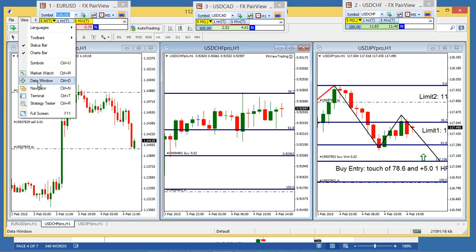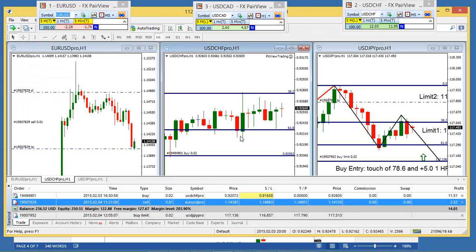I'm going to change some of these charts around a little bit because I want to be able to look at dollar Canadian too, because I do like that one. Let's see here. Where are my trades at? I'm up 24 pips on euro dollar. I'm still up about 55 pips on dollar Swiss. Still have that one in.